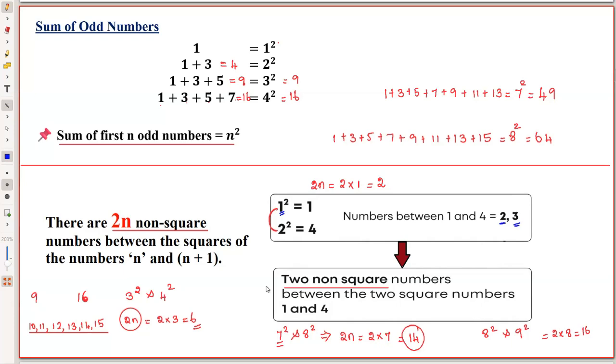Same way, if you want to find the non-square numbers between 3 square and 4 square, the formula is 2n, where n is the first value. 2 threes are 6, so we have 6 numbers. What are the numbers? 10, 11, 12, 13, 14, 15. So we have 6 non-perfect square numbers. For 7 square and 8 square, it is 2 into 7, so 14 numbers. For 8 square and 9 square, it is 2 into 8, so 16 numbers. For finding non-square numbers in between any two consecutive square numbers, we have the formula 2n.